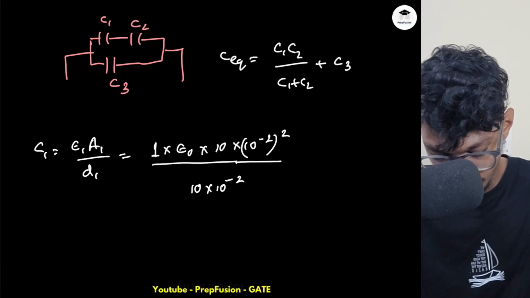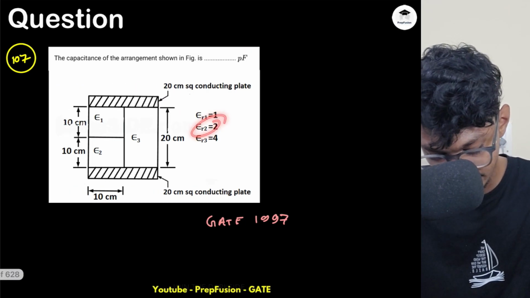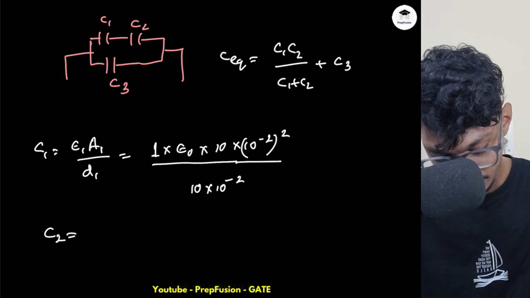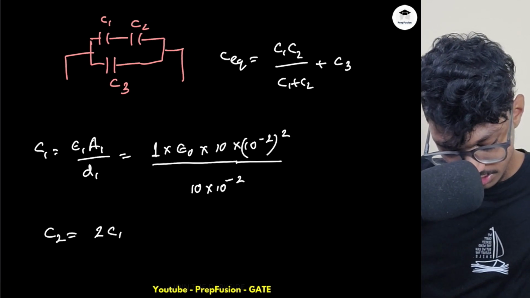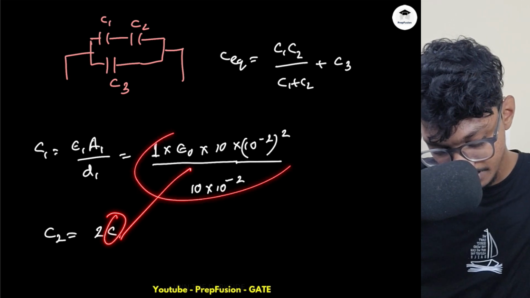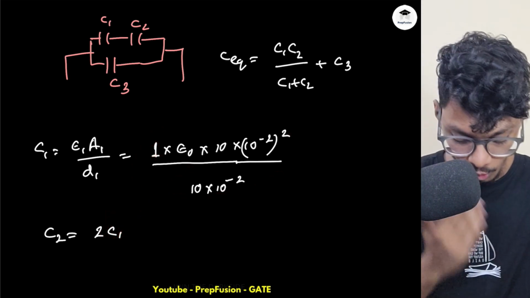This will be some value. I will derive it later on. Now for C2, epsilon r2 has changed, the area remains the same, and the distance is also the same, right? So this will be 2 times C1, because I will do some shortcuts here. This will be twice C1. Why? C1 is the same, just epsilon r2 has changed from C1, right? That's it. You can go and check the question.